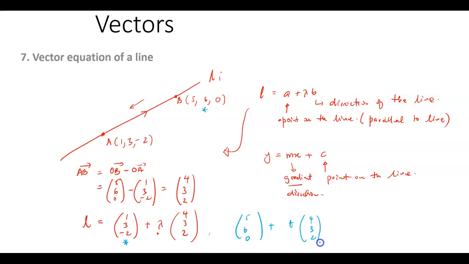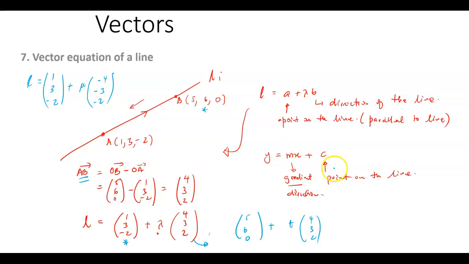times 4, 3, 2. Another one might ask, what if I used BA, not AB? Still your line will be correct. My same line here is equal to 1, 3, negative 2 plus, say, mu times BA, which is negative 4, negative 3, negative 2. That's also good. What if I use a vector that is parallel to this vector? That will also be correct. That means there could be multiple answers for this equation.